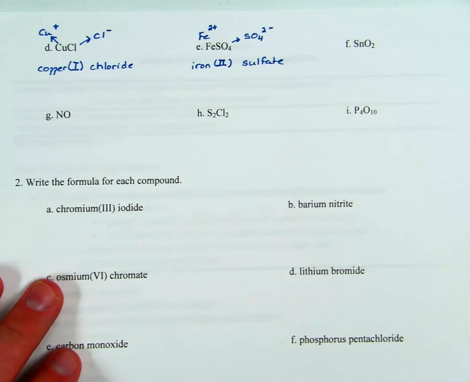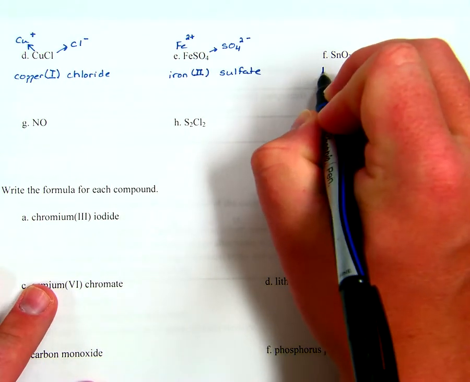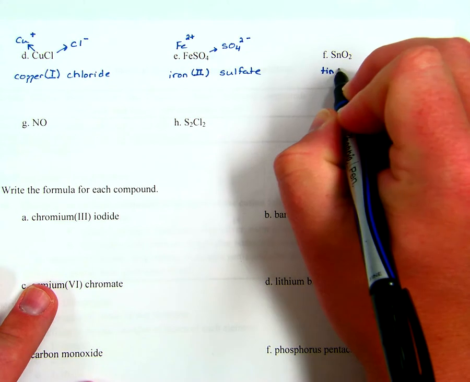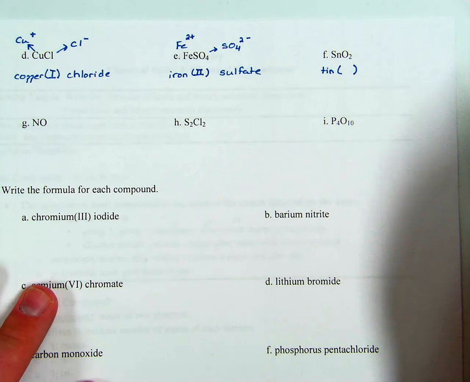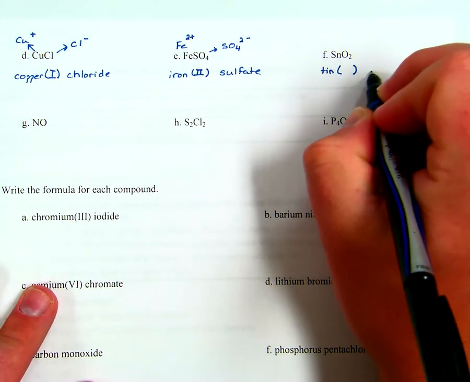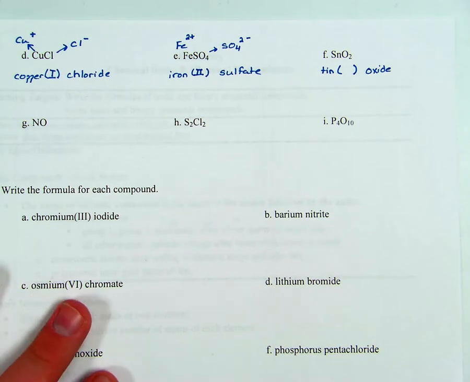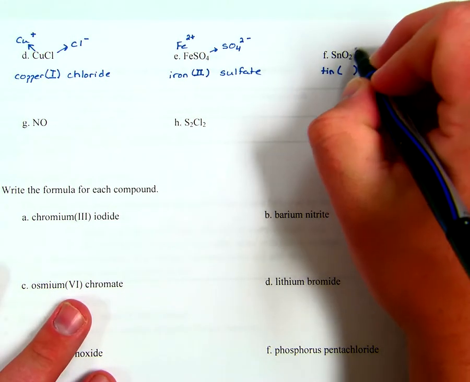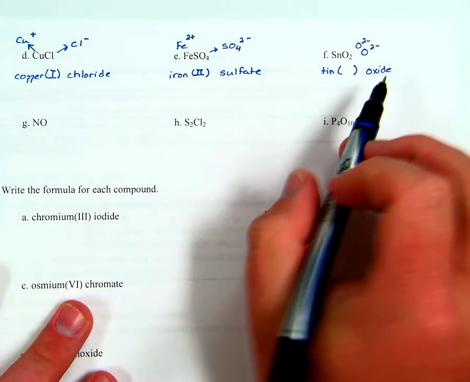Alright, next one. We have SnO2. Sn is tin. And again, that would be one of those metals that we need to indicate the charge, so I'm going to leave a space for that. The O2 part would simply be oxide. Now here we have 2 oxide ions. Each of them is a 2- charge. The reason I know we have 2 is I can see the subscript 2 here.